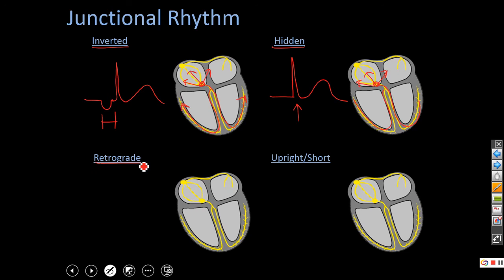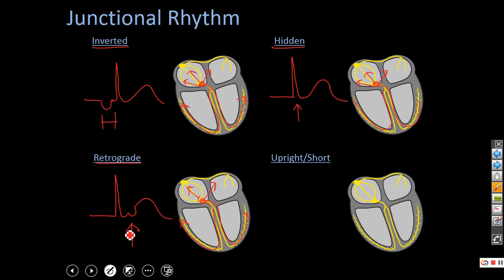You can also have retrograde P waves, and this is when the ventricles get paced slightly before the atria. And that looks like this. You've got the ventricles being paced, and then you might have a P wave slightly visible just after the QRS complex.